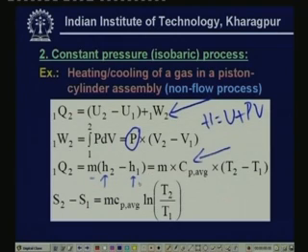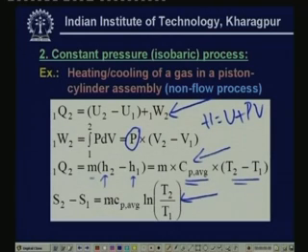And H2 minus H1 can be written in terms of specific heat at constant pressure and temperature difference. That means 1q2 is mCp into delta T, or mCp into T2 minus T1. And using the second TdS equation, you can obtain this relationship for change in entropy.